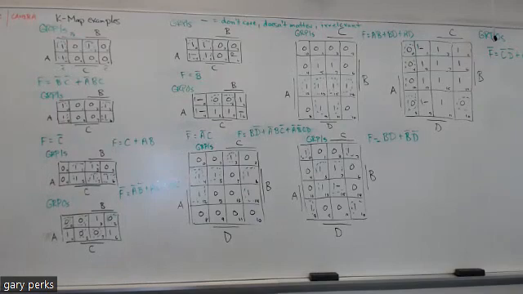And for these 4 that are on the right side of the handout, I want you to also do reduced POS for F. So what are you going to circle if you want reduced POS for F? Zeros, because you want to get the reduced SOP for not F, right? Because then you're going to do De Morgan's and everything inverts, ANDs turn to ORs.